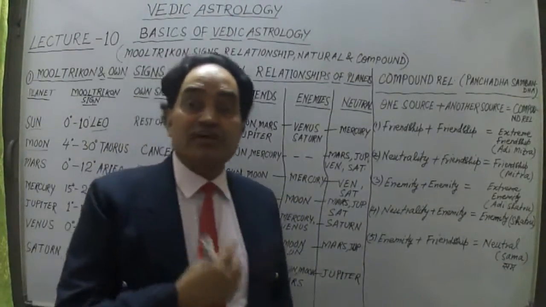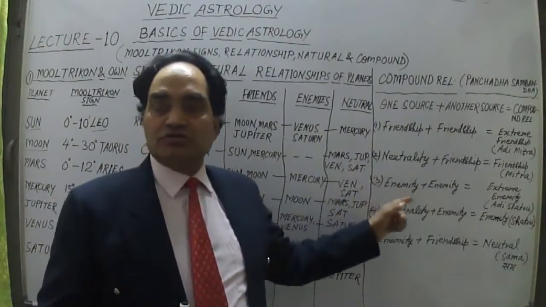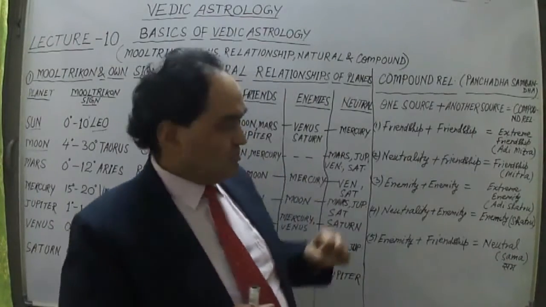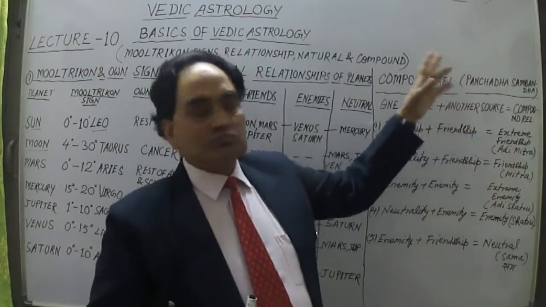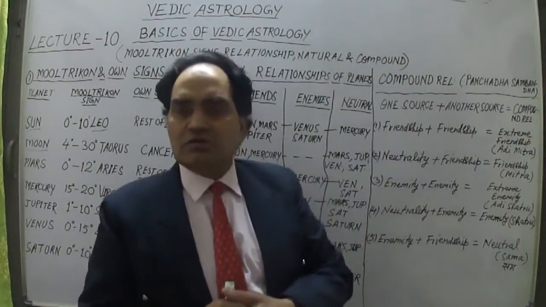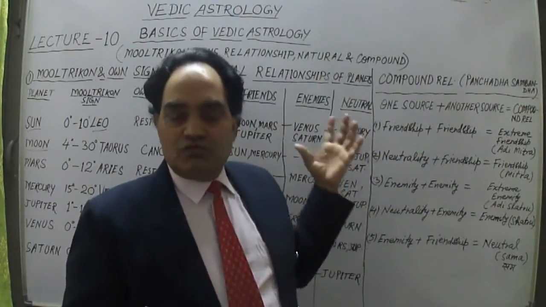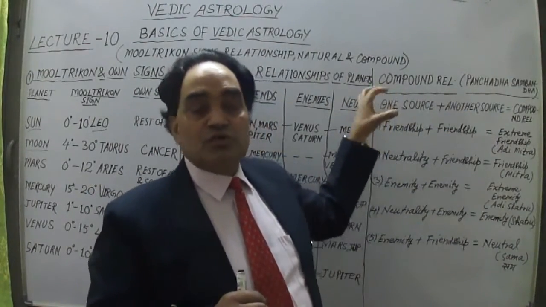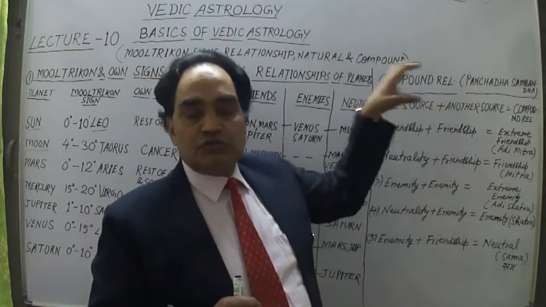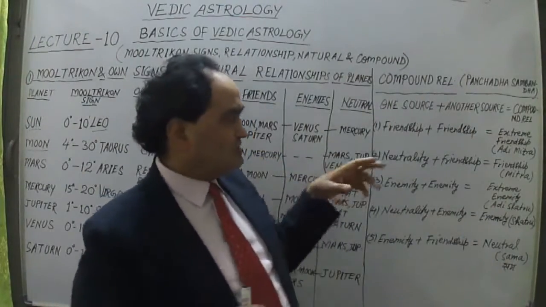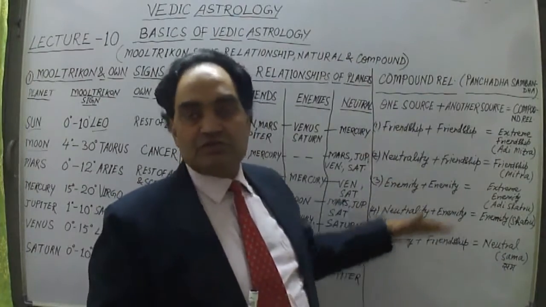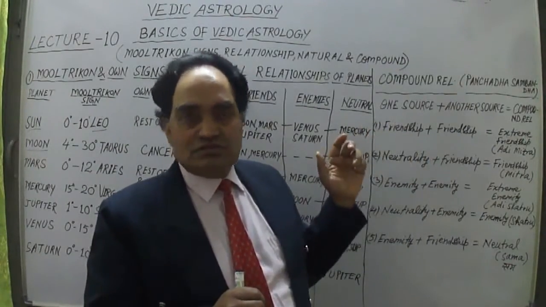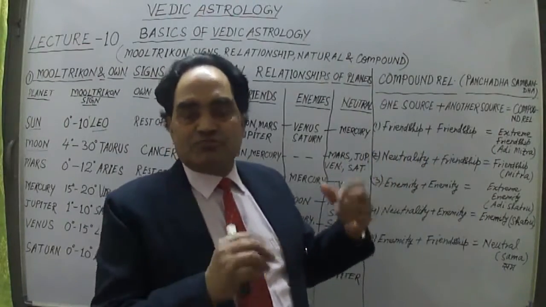Now, after this second important topic, relationship, let me talk about the third one, which is also very important: Panchada Sambandh. Panchada Sambandh means compound relationship. For example, one relationship plus another relationship equals a compound relationship. There are 5 types of this compound relationship, and because of that, in Sanskrit it is known as Panchada Sambandh, meaning 5 types of relationship.